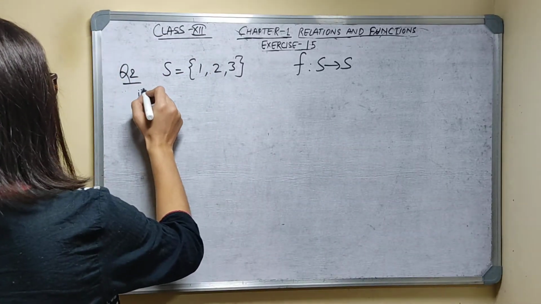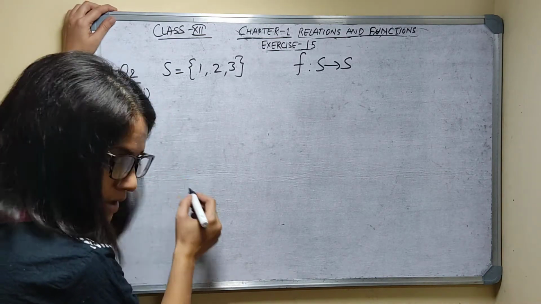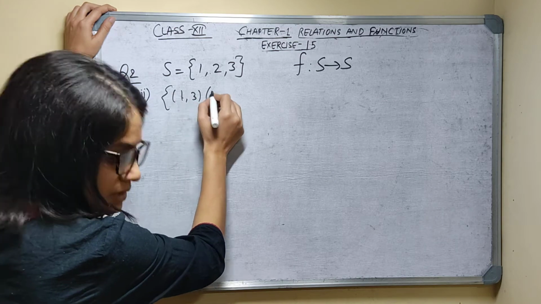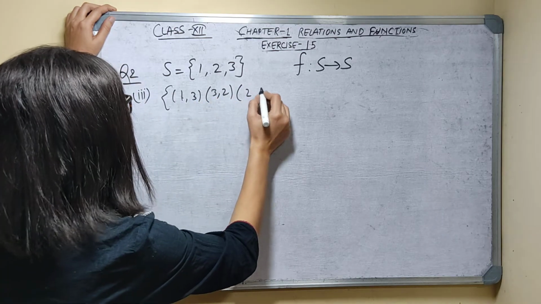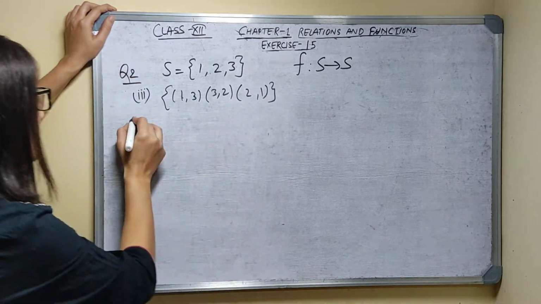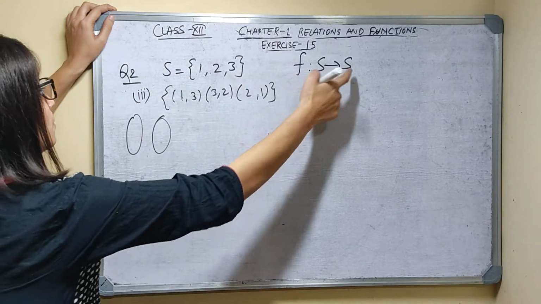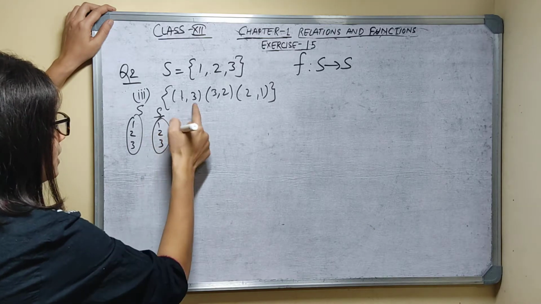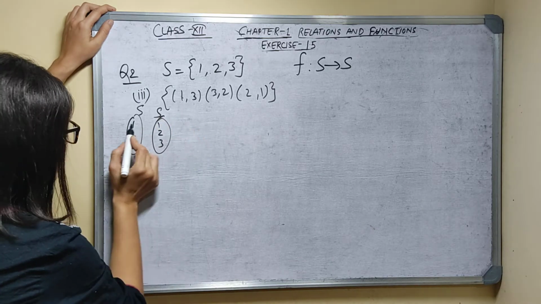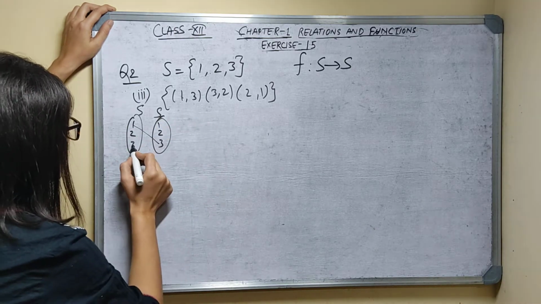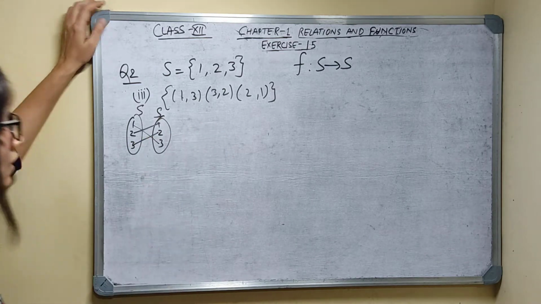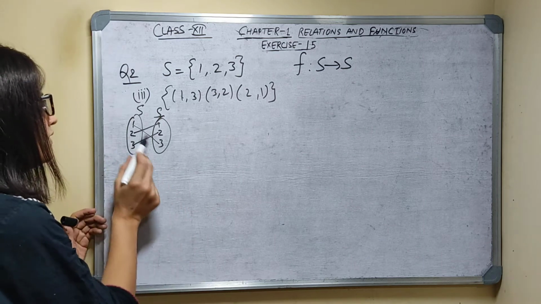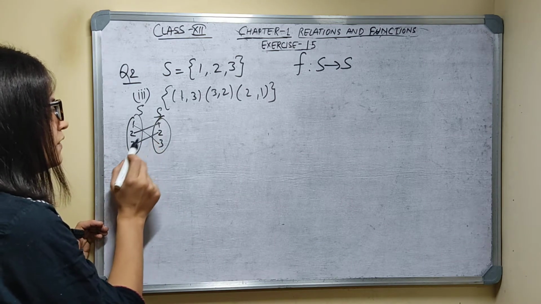Now the third part: 1→3, 3→2, 2→1. For this function, the domain and codomain are S, with 1, 2, 3 on each side. Is it invertible or not? Yes. 1 is related to 3, 2 is related to 1, 3 is related to 2.